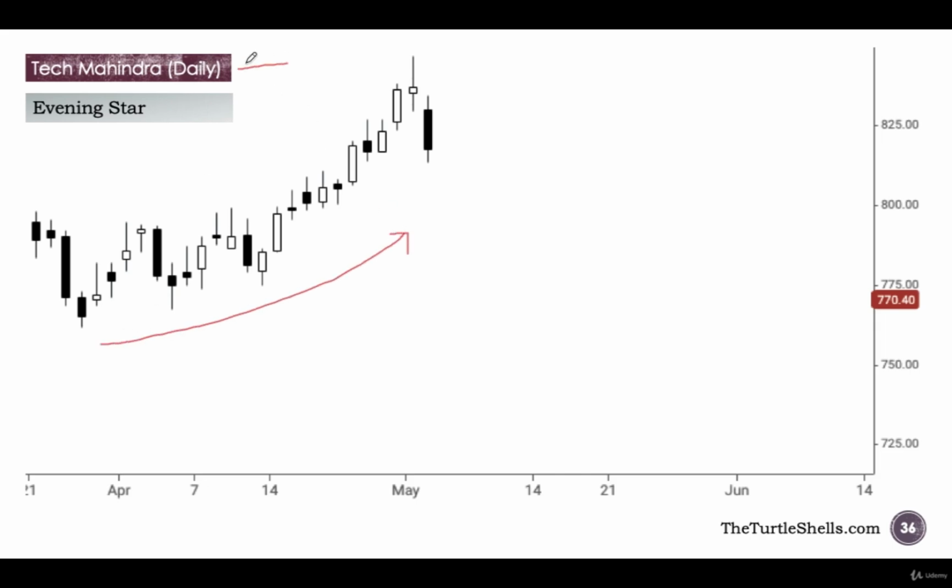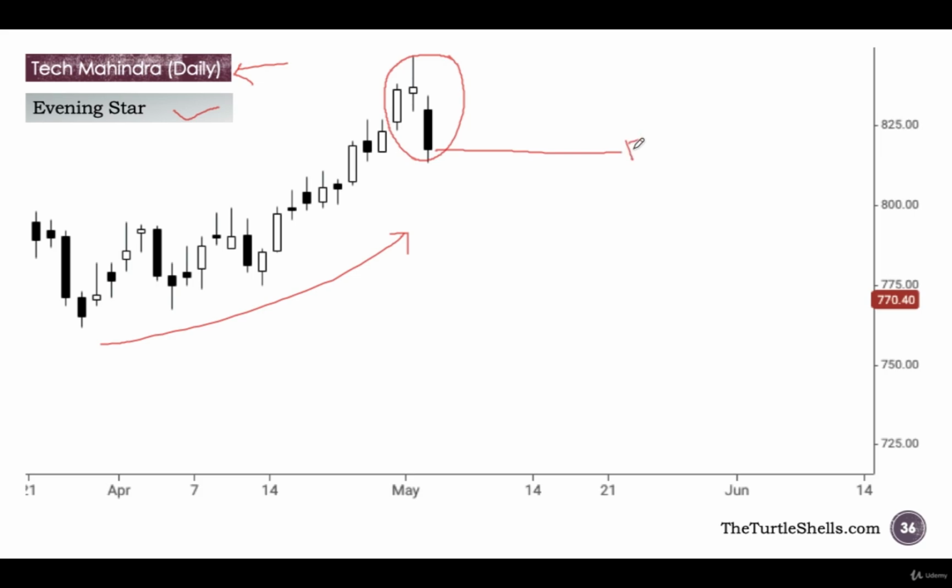This is a daily chart of Tech Mahindra. We are looking at an evening star. So, nice evening star here. Bullish candle, then indecision, and a strong bearish candle, all coming after an uptrend. Nice looking evening star here. Only problem is that it is a high risk, low probability, aggressive trade because it is not confirming prior resistance.